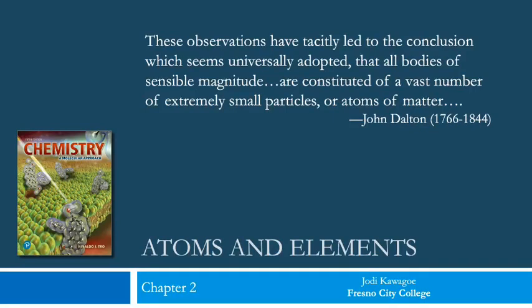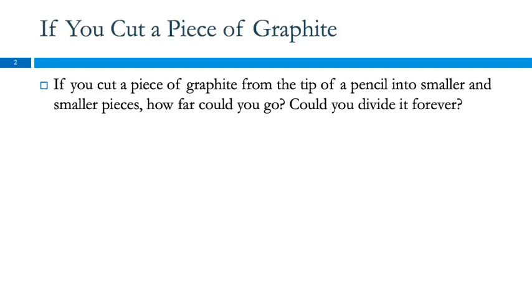So chapter 2, we start talking about atoms and elements. Here's a thought experiment. You know what happens when you have any kind of pencil and you press too hard, right? The tip of the lead breaks off. So imagine taking that piece of broken lead and cutting it in half, and taking one of those pieces and cutting it in half, and taking one of those pieces and cutting it in half. How long could you keep doing that?